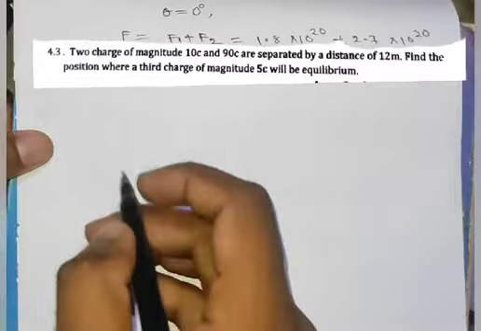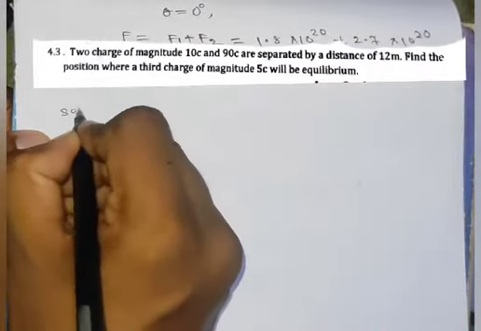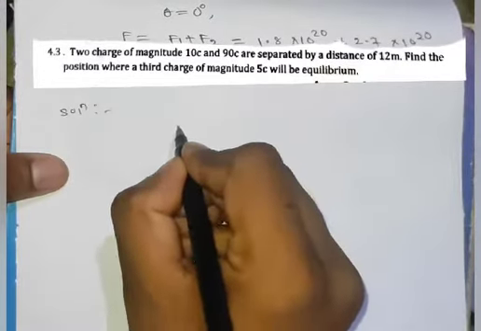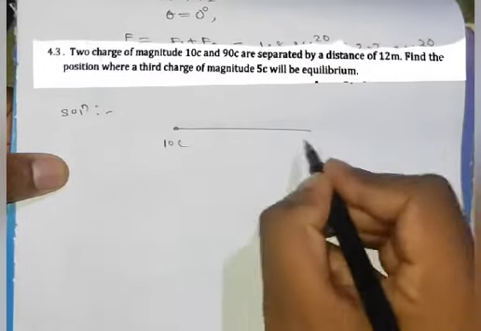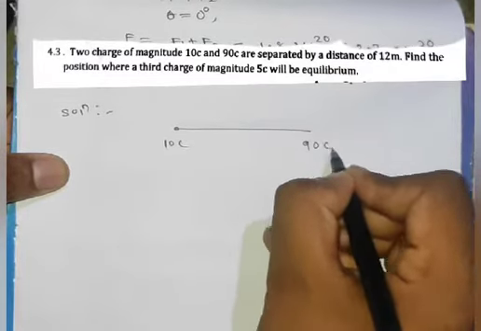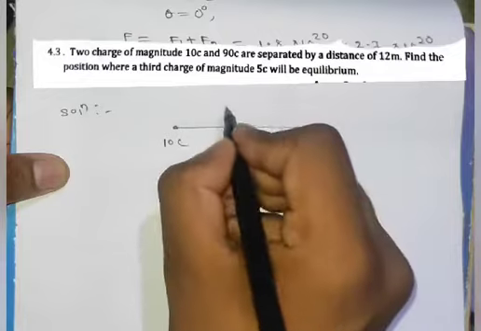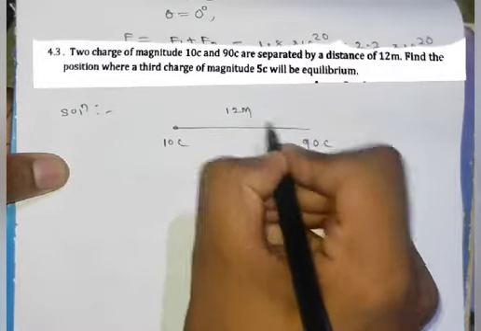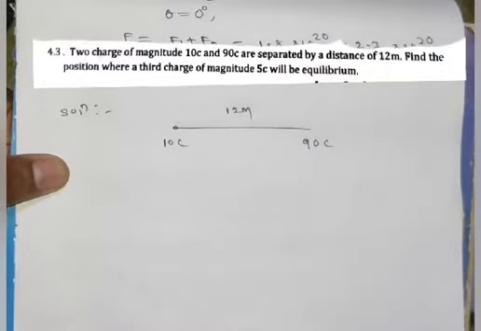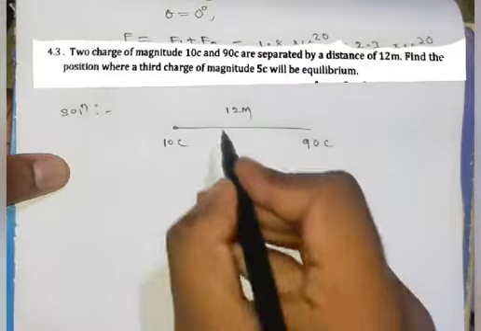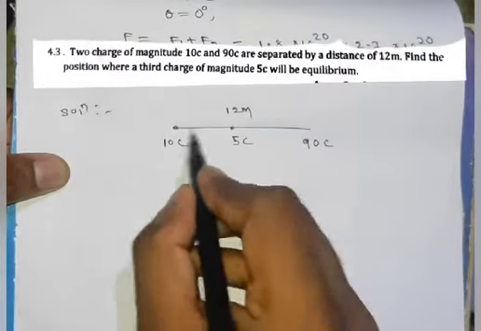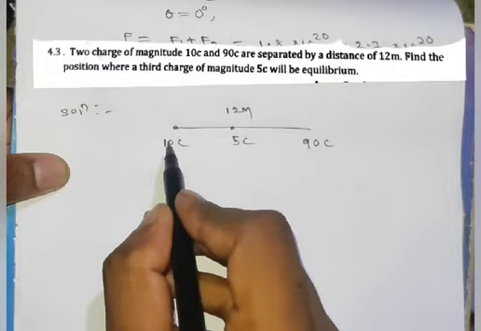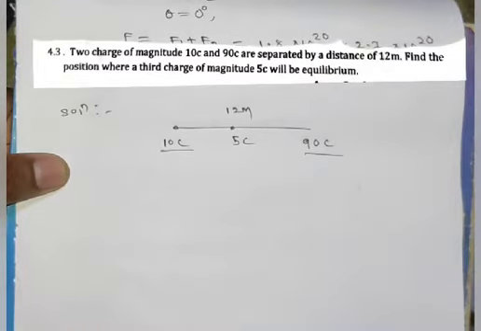Solution. In the question it is given there are two charges, one is 10 coulomb and another is 90 coulomb, which are separated by a distance of 12 meter. Now a third charge of magnitude 5 coulomb is situated in between the line joining these two charges.